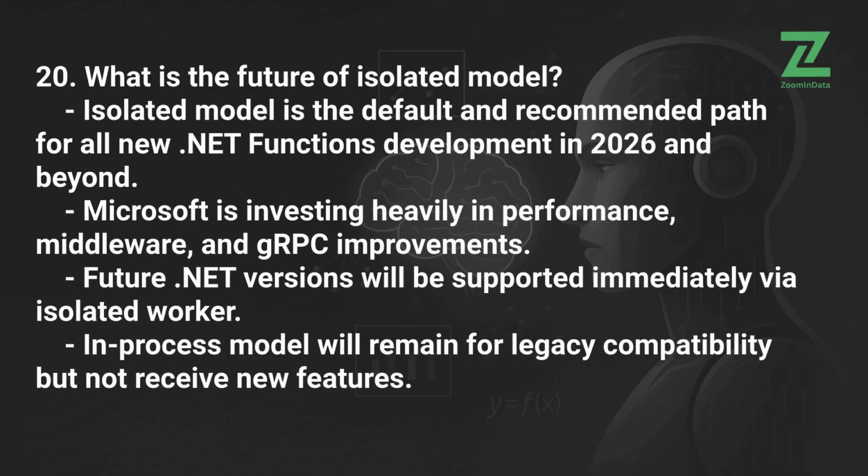20. What is the future of isolated model? Isolated model is the default and recommended path for all new .NET Functions development in 2026 and beyond. Microsoft is investing heavily in performance, middleware, and gRPC improvements. Future .NET versions will be supported immediately via Isolated Worker. In-process model will remain for legacy compatibility but not receive new features.